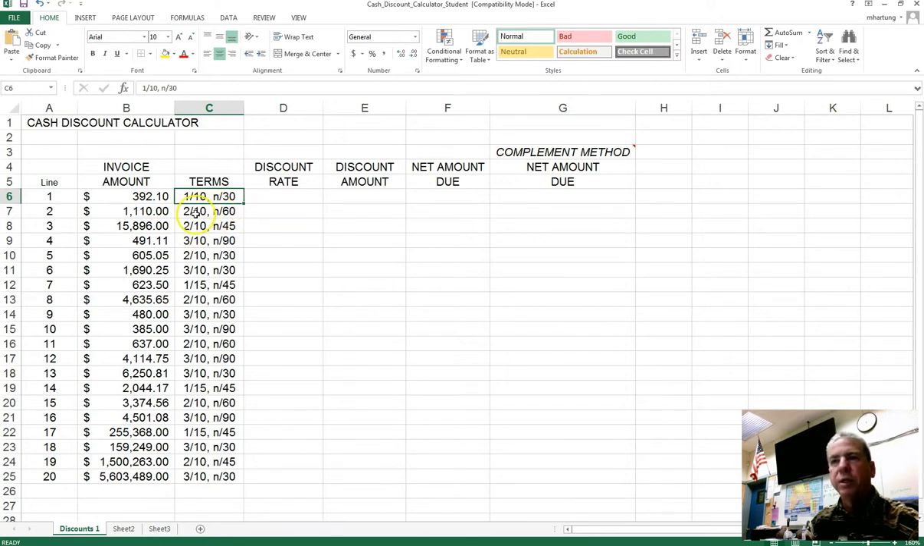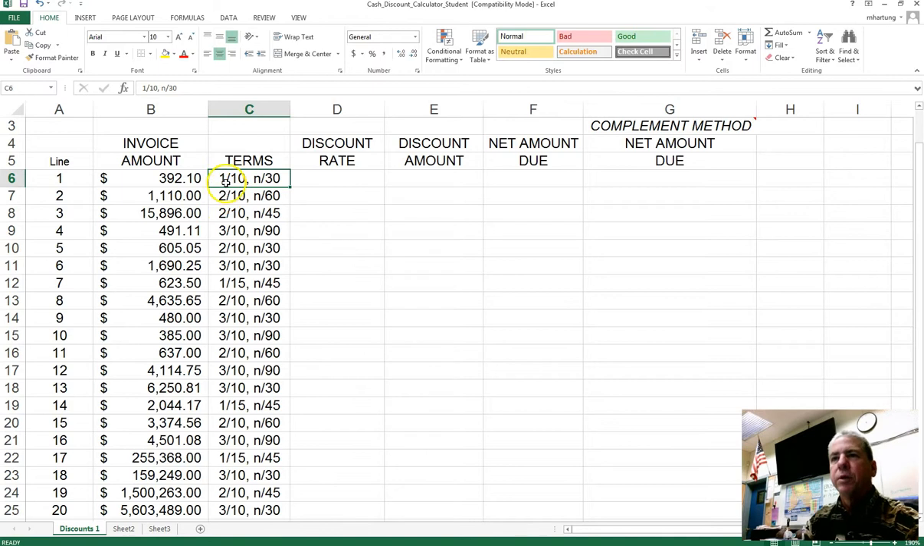So the way you read these types of terms is, we'll take a look at the one here. Zoom in a little bit here. Okay, so the buyer may take a 1% discount if the invoice is paid within 10 days. If it's not paid within 10 days, then the net amount is due within 30 days. So the 1 is 1%, paid within 10 days. The N means net or total amount. And then the 30 is 30 days. So let's pick one at random here.